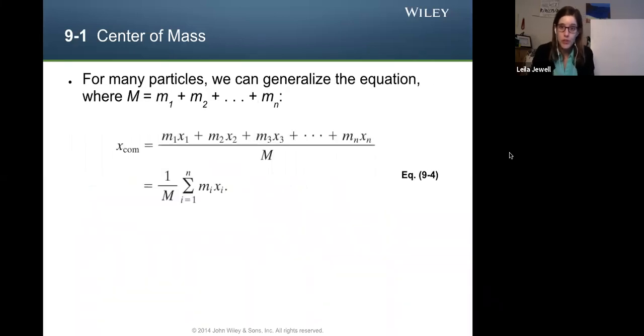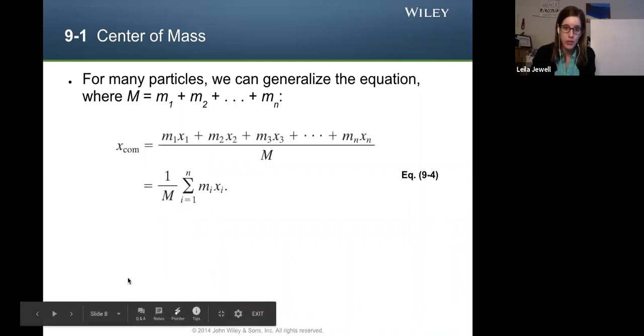Now, if we have more than two particles, if we have many particles, we can generalize it for up to n particles, right? And we'll just follow the same pattern. The mass of a particle times its position plus the mass of another times its position, all the way up to the nth particle and dividing by the total mass m, right? Where the total mass is just summing up the individual masses. And we could write this more compactly using summation notation. So summing up the mass times the position divided by the total mass.